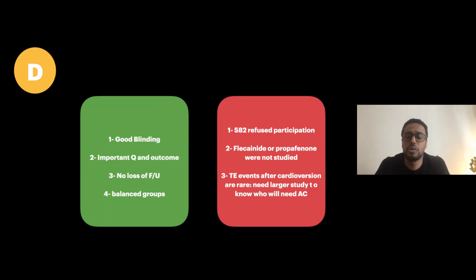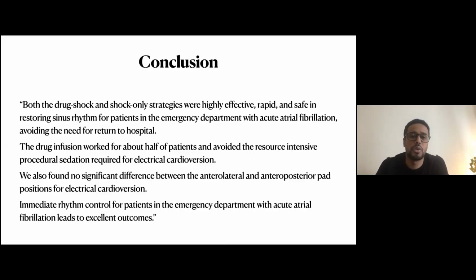Also, they used only one medication, which was procainamide. And lastly, thromboembolic events are usually a rare thing to happen, even with cardioversion. That's why I think they might need a larger sample to decide who will need anticoagulation and who will not.